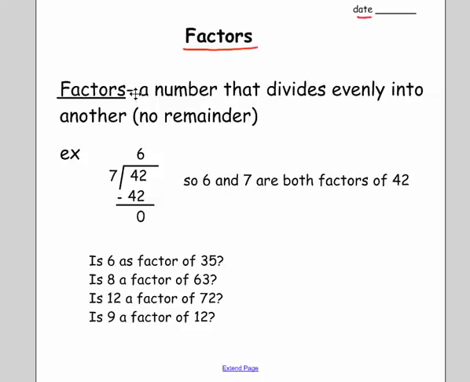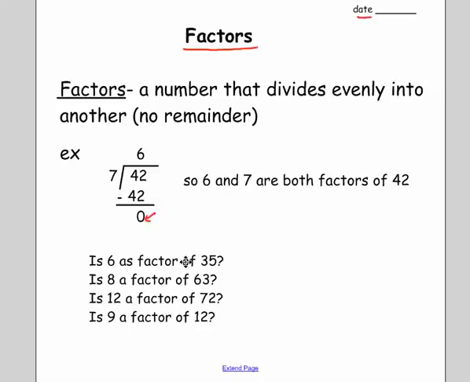All right, so let's define what factors are. A factor is a number that divides evenly into another number with no remainder. So if you look at my example here, 42 divided by 7 is going to give me 6. That means that both 7 and 6 are factors of 42 because they go into 42 evenly with no remainder.